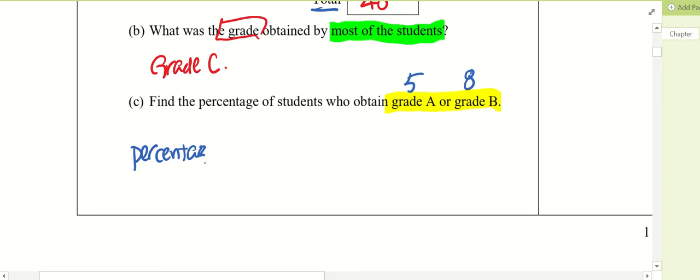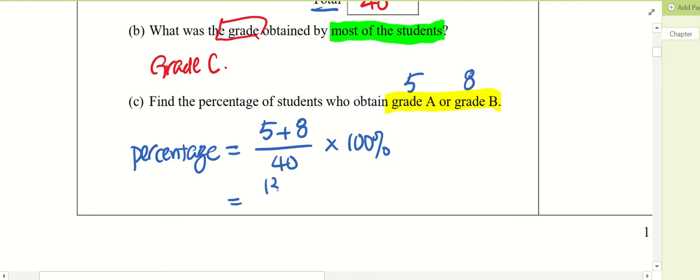Percentage equals the number of grade A's plus the number of grade B's over the total, multiplied by 100%. Right, so that's 13 over 40 times 100.